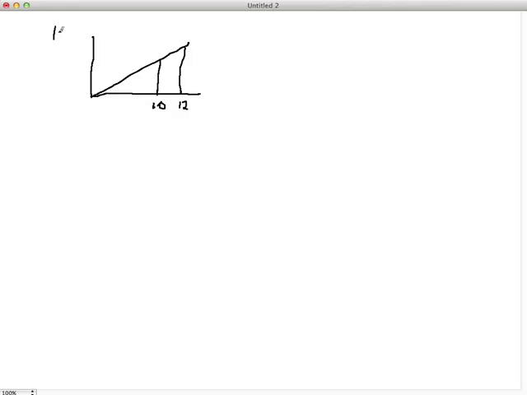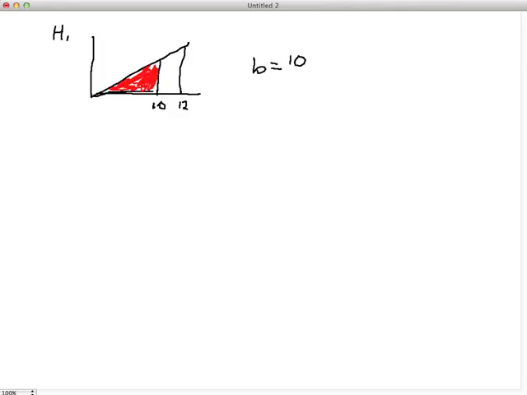Again, to figure out the base is going to be easy. It's simply this distance right here. So we know the base of our triangle is equal to 10, isn't it? Hopefully that makes sense. Okay, so to get this red shaded region here, again, we're going to have to use the formula to find the area of a triangle.